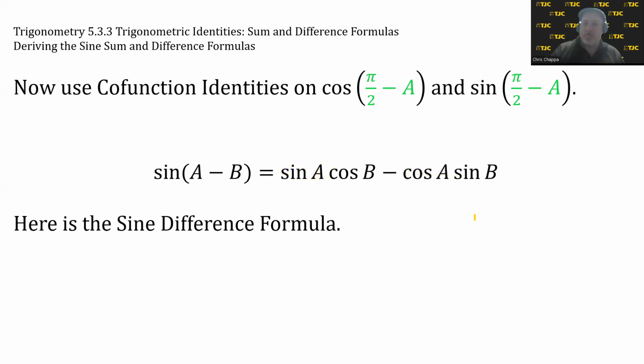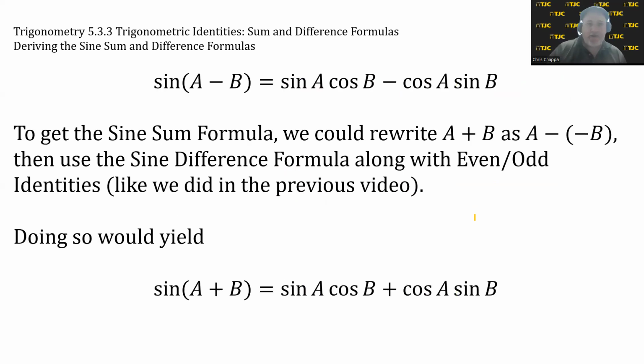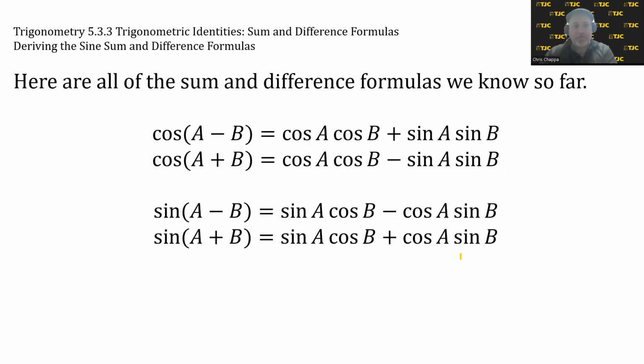And that's our sine difference formula. Sine of A minus B equals sine of A cosine of B minus cosine of A sine of B. I don't have a gimmick for it. To get the sine sum formula, we could rewrite A plus B as A minus negative B, then use the sine difference formula along with even odd identities like we did in the previous video. The end result is sine of A plus B equals sine of A cosine of B plus cosine of A sine of B. And these are your sine sum and sine difference formulas.